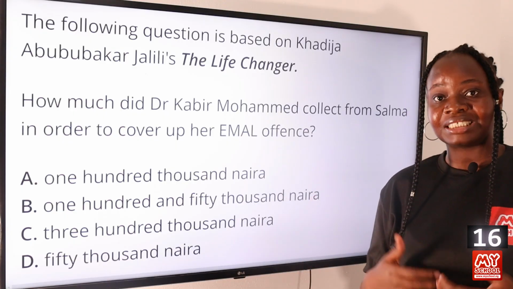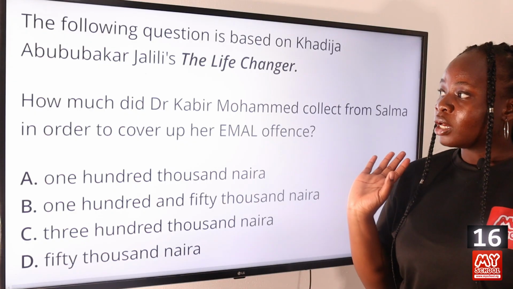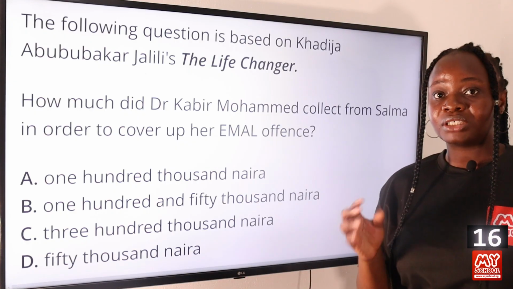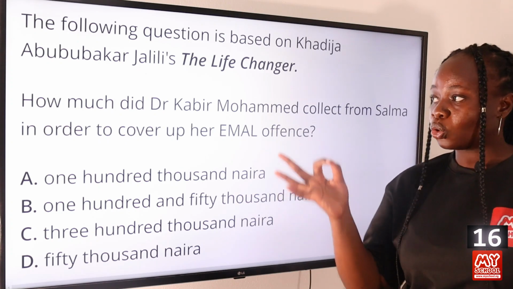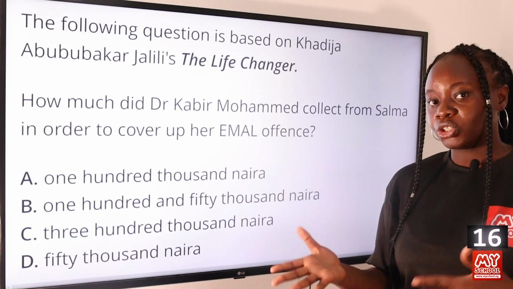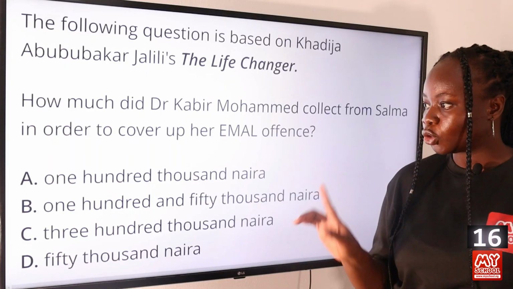So the email offense is the examination malpractice offense that was committed. So she went to Dr. Kabir Mohammed to negotiate a price in order to cover up this offense. And at first, Dr. Kabir Mohammed told her to pay 200,000 naira, but she was able to negotiate it down to 100,000 naira. So this makes option A the answer to this question.